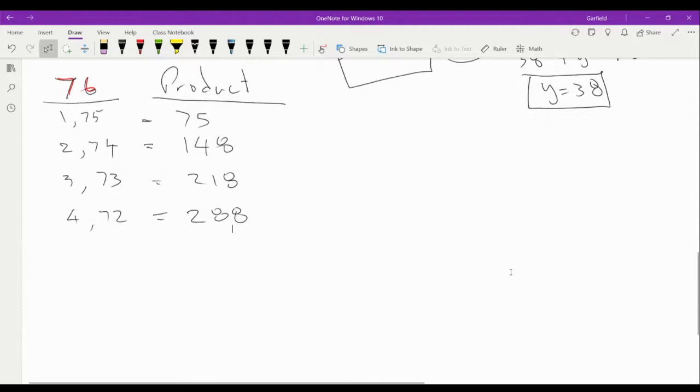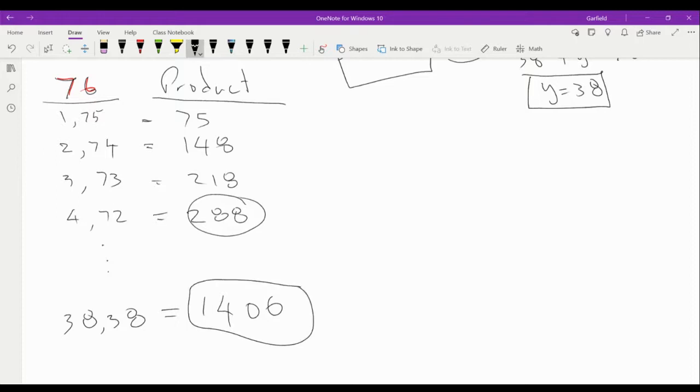And do we see what's happening? The product is getting larger, right? So the product here is 288, until we finally get to 38 and 38. What is 38 times 38? 1,406. No, 1,444. Samir is right. My bad, it's all right. So this is the maximum product.